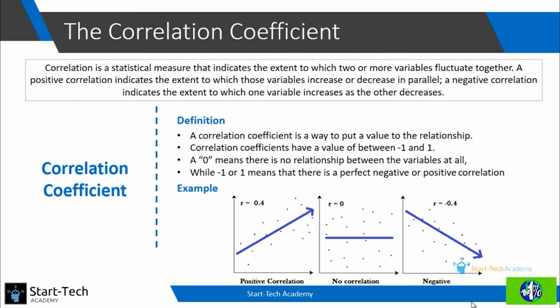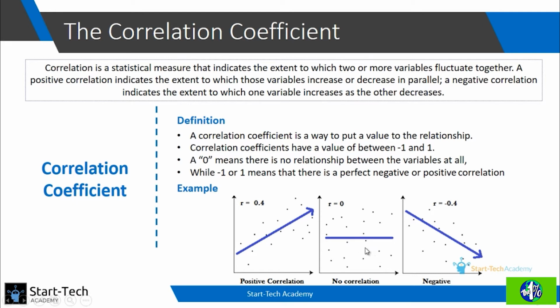So plus 1 means there is 100% positive correlation, and -1 means 100% negative correlation. Secondly, a zero value of the coefficient indicates that there is no relationship between the variables. You can see the graphs here. The first one shows positive correlation, that is, if the value on the x-axis is increasing, the value on the y-axis is also increasing.